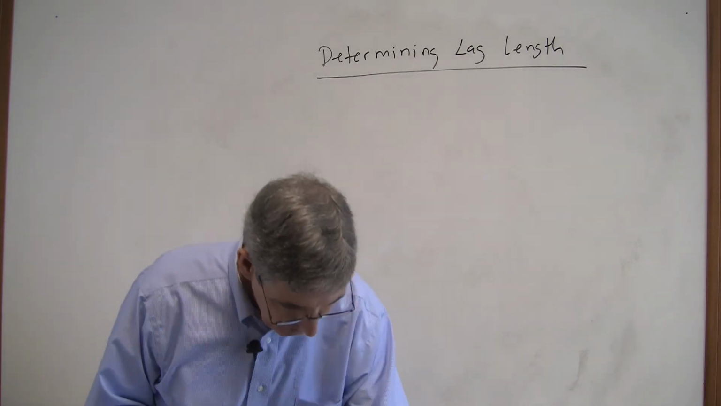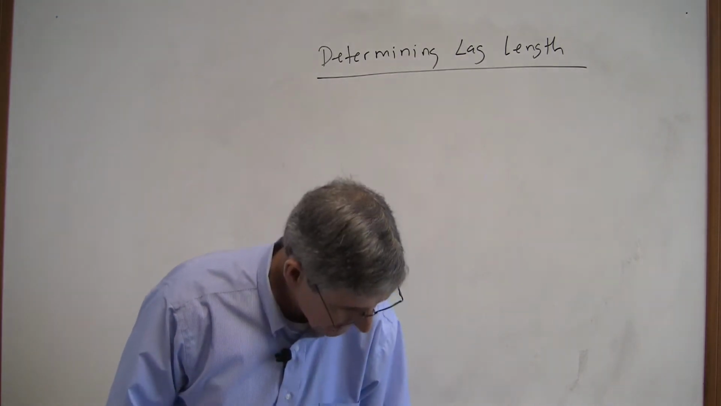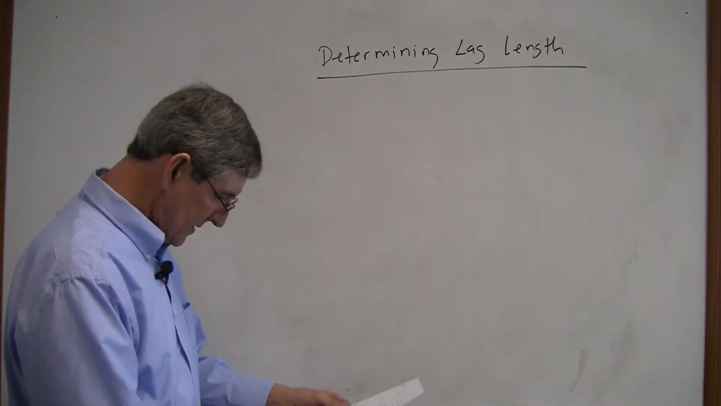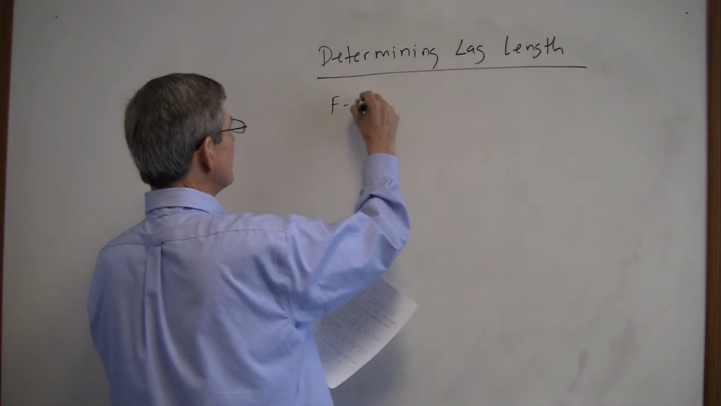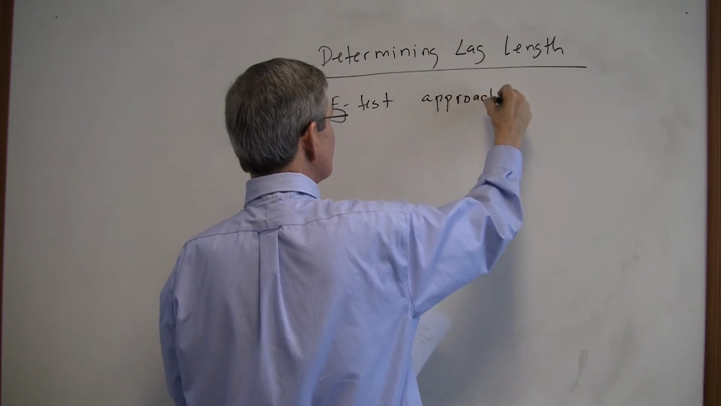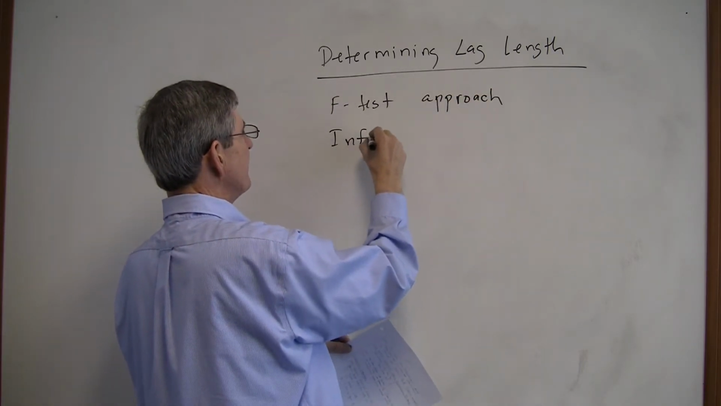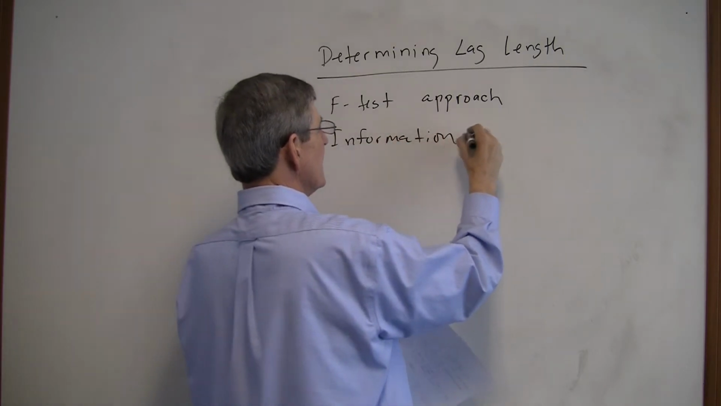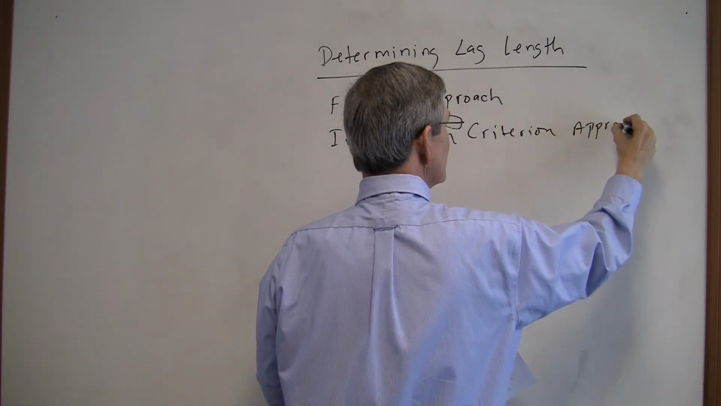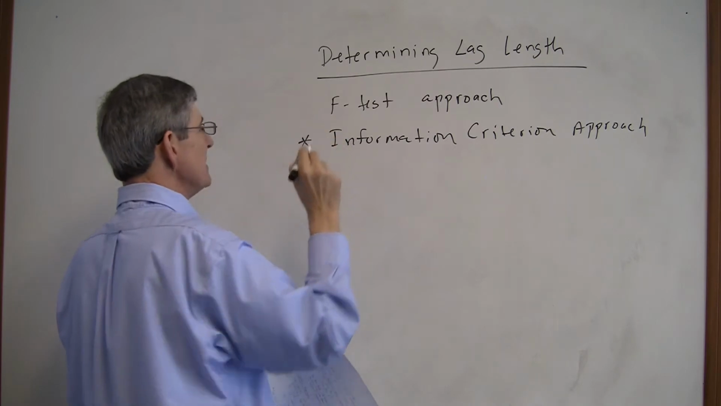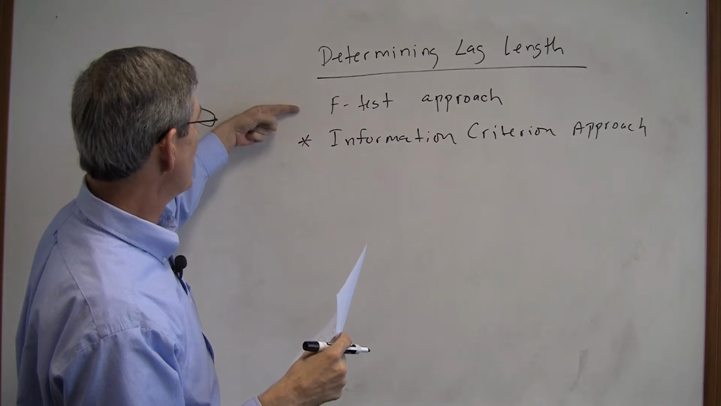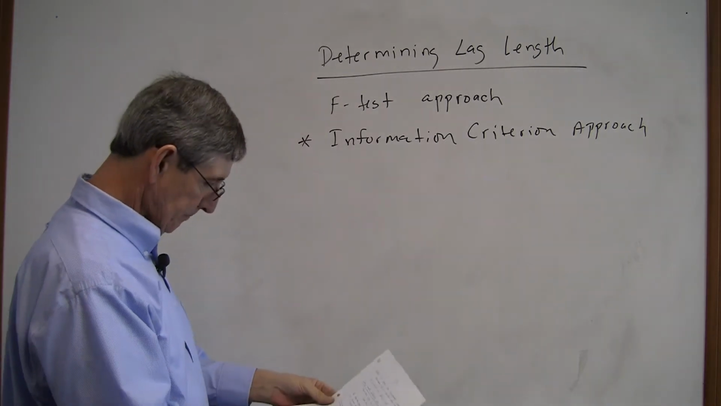So there's two basic approaches to doing this. There's an F-test approach, and there's an information criterion approach. This is the one the profession tends to favor. You see this a lot, and let me go through it quickly and explain what might be wrong with it.